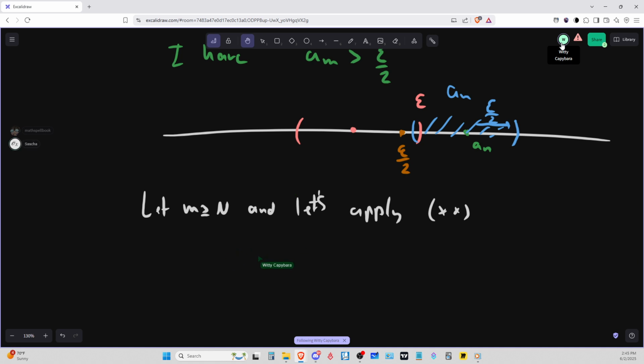So double star, what it tells you is that the distance between AM and AN is less than or equal to epsilon over 2.